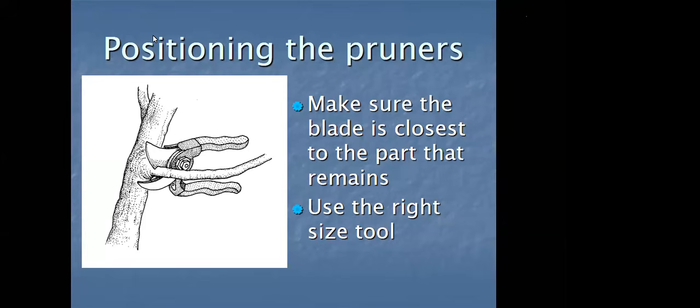If you flip it the other way around, the way the bypass pruner or loppers are designed, then the blade's a little further away from the part that stays. And so you're coming out a little further than ideal. So make sure that you're lining up the blade to the part of the plant that stays, and that'll get you the closest cut possible. So you're going to want to use the right size tool and make sure that you're lining it up that way. And we'll talk about where to make those pruning cuts here in a minute.